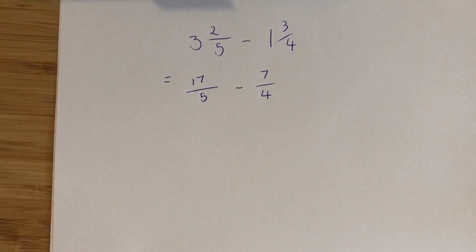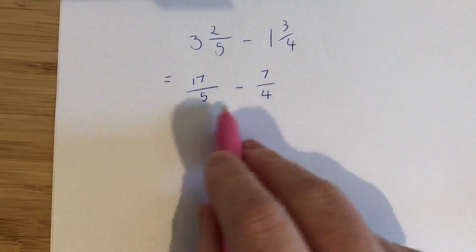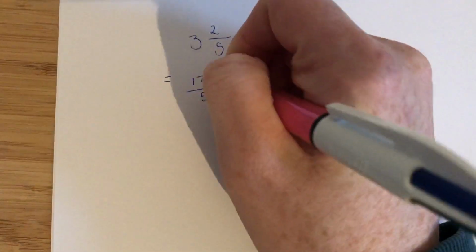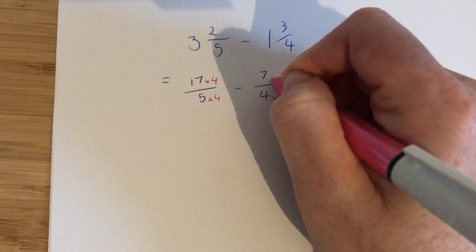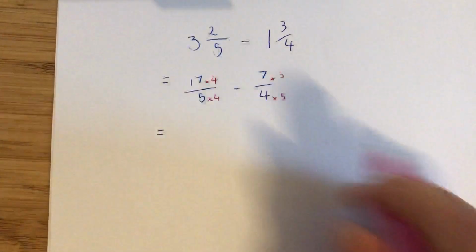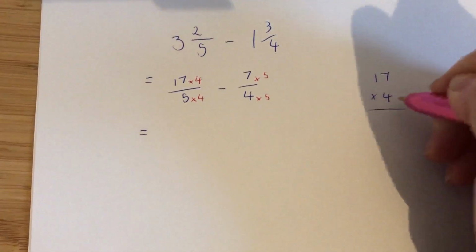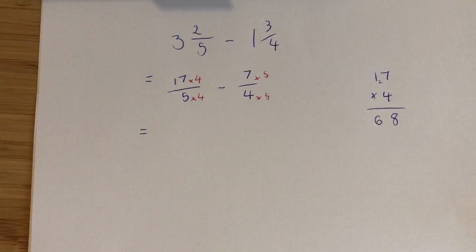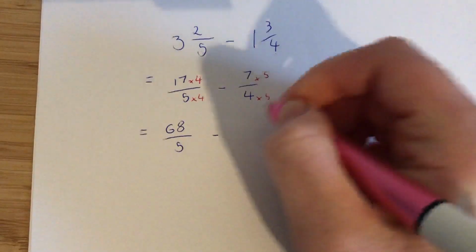So we're going to get our lowest common multiple, which is 20. That means we're going to multiply the 5 by 4 to get it to 20. We're also going to do that with the 17. The 4, we have to multiply by 5, and multiply the 7 by 5. Right, so our new line, 4 times 17. If you need to do it at the side, that's absolutely fine. 4 times 7 is 28. 4 times 1, add the 2, 68. So here we've got 68/20 minus 35/20.